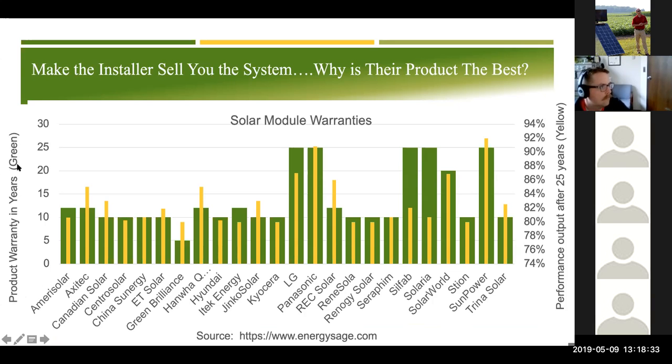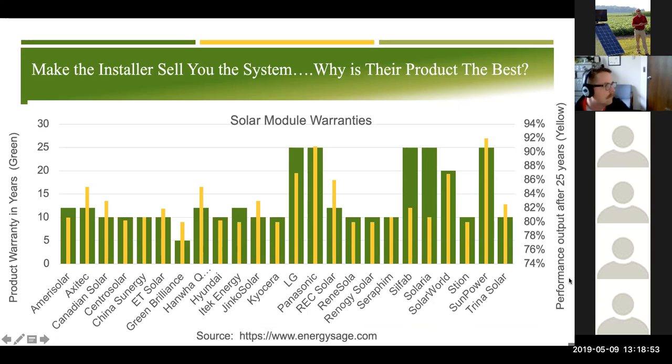Part of that may be a production warranty. And so here we're looking at the green bars, and this is measured in terms of years. So how many years is the product warranted from a production standpoint? So think about manufacturing defects that may occur with that product. Whereas on the right, we're looking at our performance warranty.